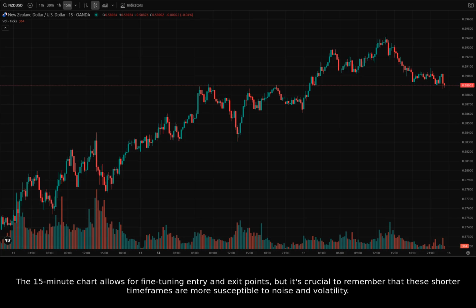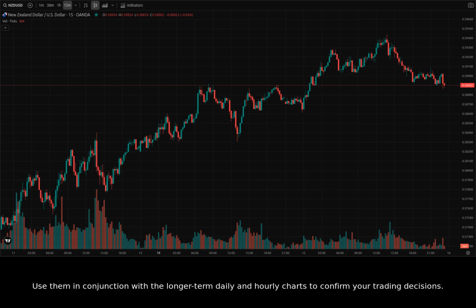The 15-minute chart allows for fine-tuning entry and exit points, but it's crucial to remember that these shorter timeframes are more susceptible to noise and volatility. Use them in conjunction with the longer-term daily and hourly charts to confirm your trading decisions. The level of 0.584 is important on the short term.